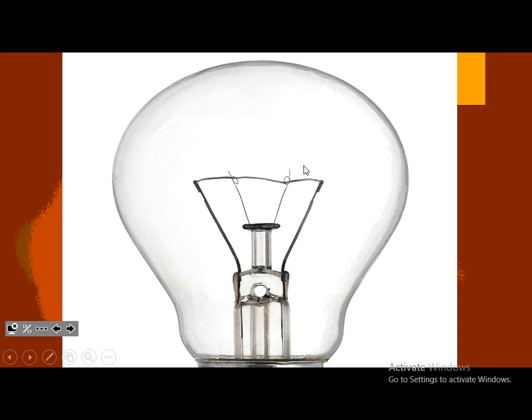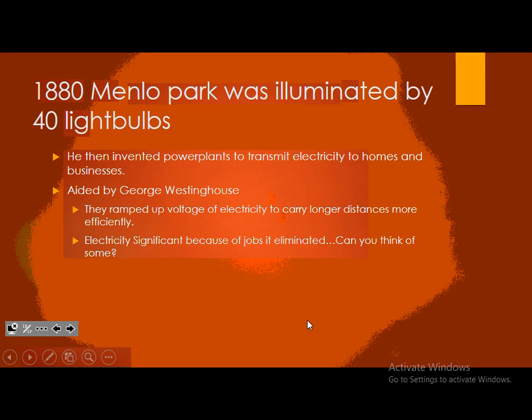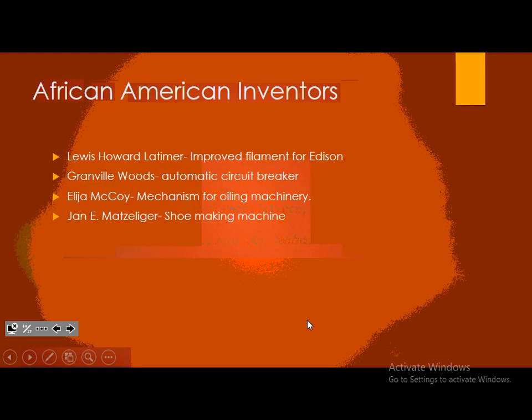New ones like LED and even compact fluorescent, like the long straight ones that we have in school, which they call fluorescent bulbs, are much more efficient. They use gas to excite the electricity inside as opposed to a connected wire. Granville Woods came up with a thing called an automatic circuit breaker. We'll bring one of those in on Monday also. You probably have several of these in your house, and they carry the power efficiently and safely.